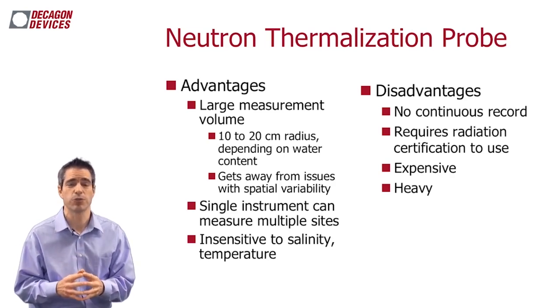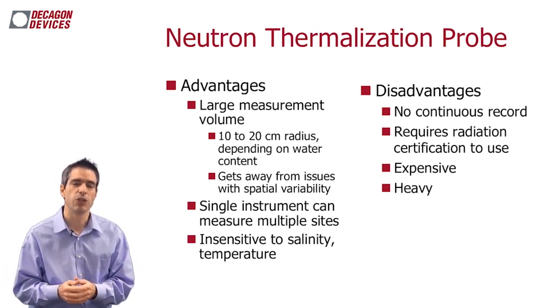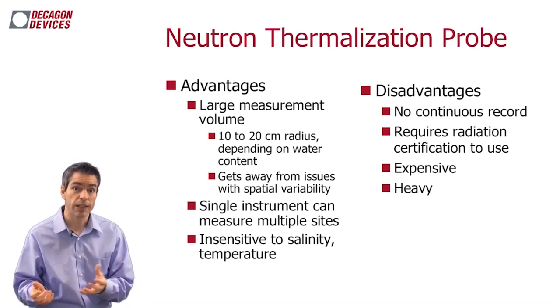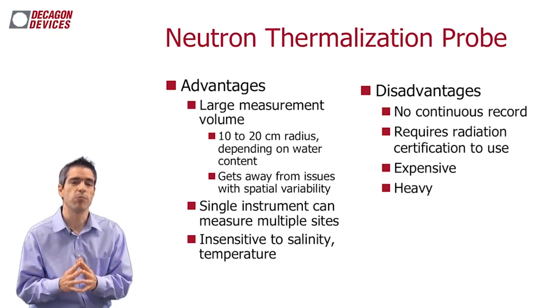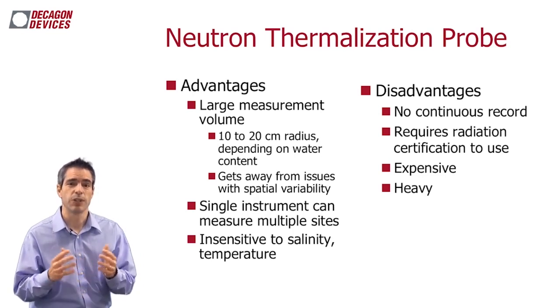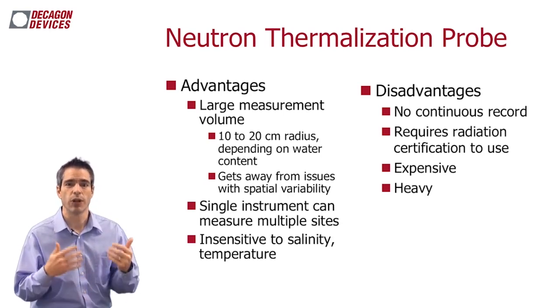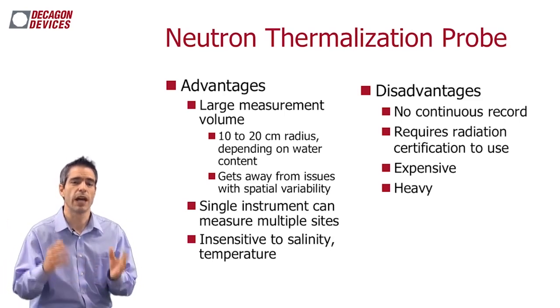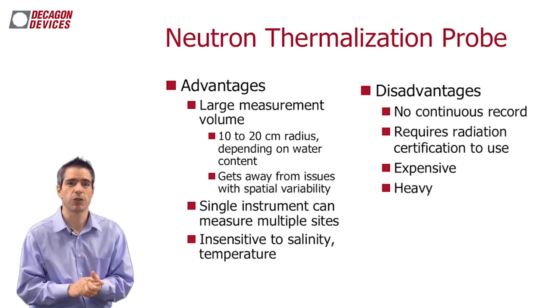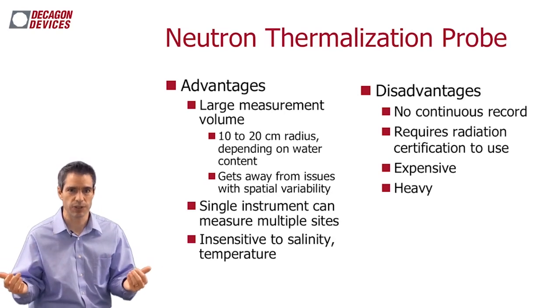Now, going on the disadvantage side, there are considerable disadvantages to this technique, which is why a lot of these other measurements have come along. First of all, you can't obtain a continuous record using neutron thermalization. Why? Because it is something that's regulated by most governments of the world. Because it's using a radioactive source, you cannot leave it in the field. It's got to be under constant supervision, whether it's under lock and key at the lab or out in the field. If you don't have it, it must be locked in your vehicle. So there's no way just to leave it out in the field and get continuous monitoring.